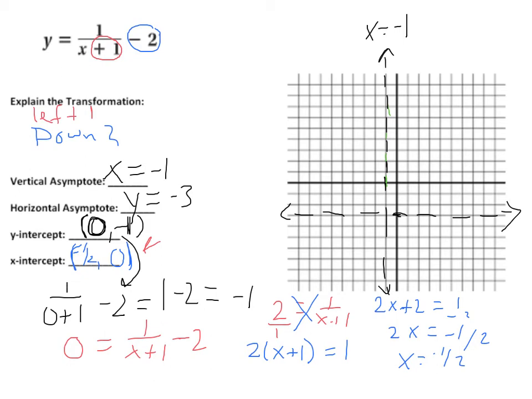And then I have 2 intercepts. So 0, negative 1 should go through this point. And negative 1/2, 0, this point. So when you're graphing this, the shape should get close to your asymptotes. It should not go through them. And that is all.